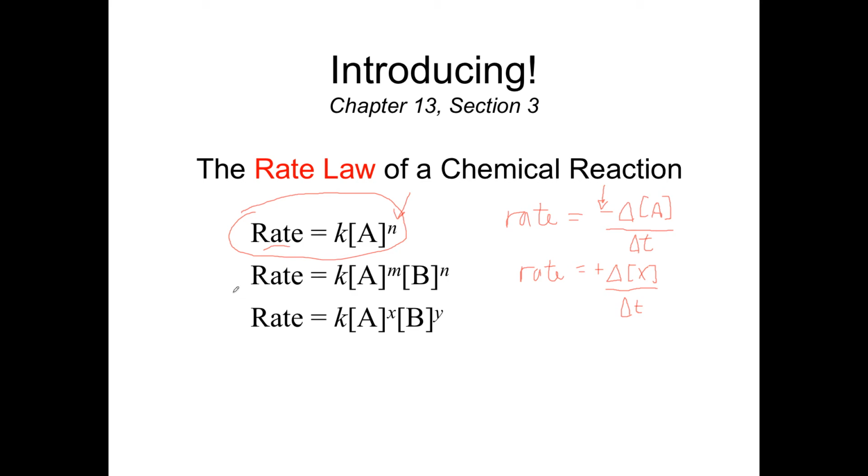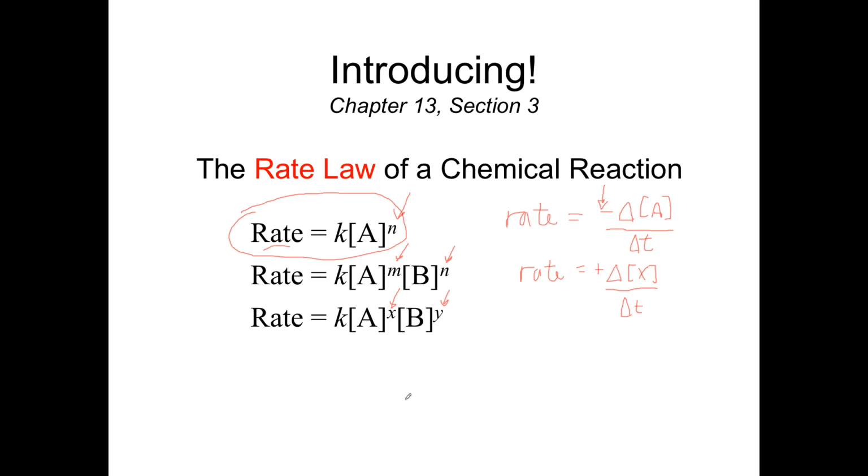Now, another example of a rate law, if you have two reactants, might be this, where the concentration of A is raised to the M, and the concentration of B is raised to the N. Right? Here's another example of a rate law where we simply use different variables, okay? I would like you to consider that these variables are just placeholders.